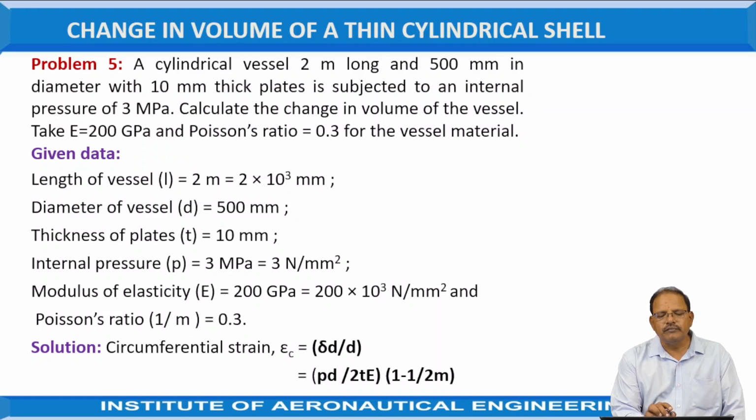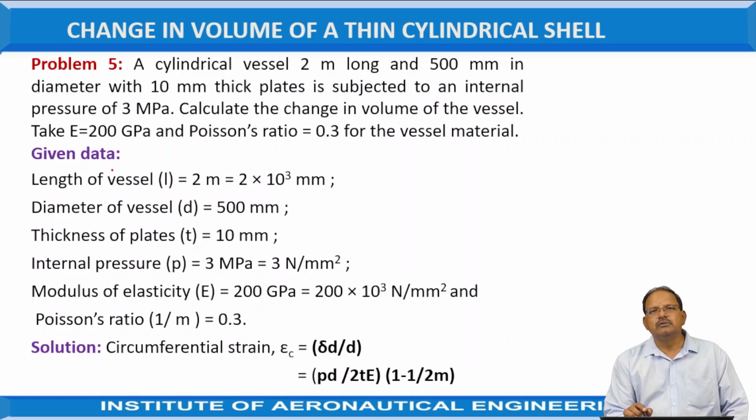A cylindrical vessel of 2 meters long and 500 mm in diameter with 10 mm thick plates is subjected to an internal pressure of 3 megapascal. Calculate the change in volume of the vessel. Take E equal to 200 gigapascal and Poisson's ratio equal to 0.3 for the vessel's material.